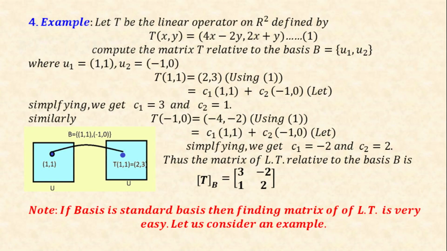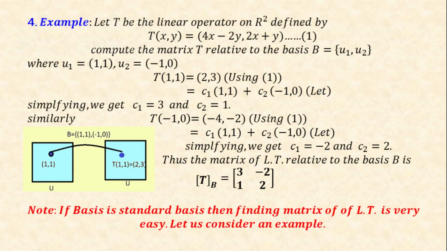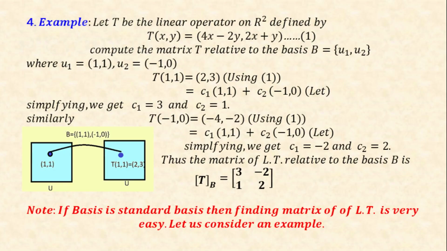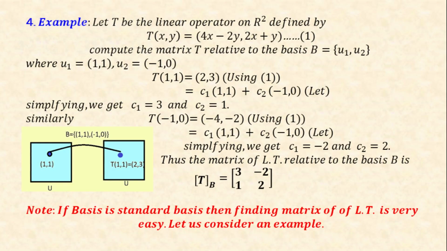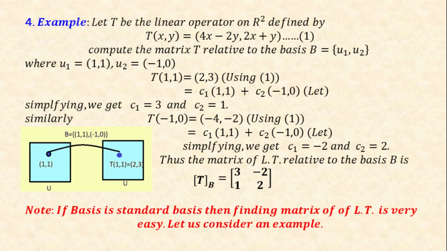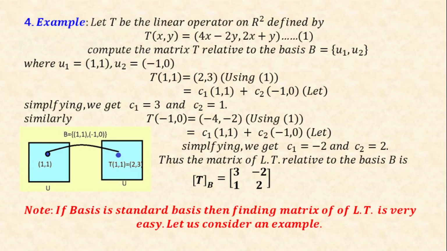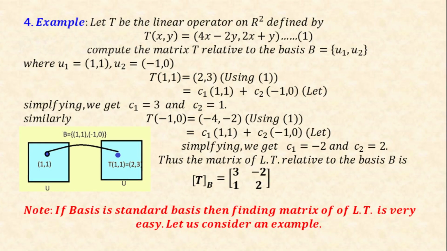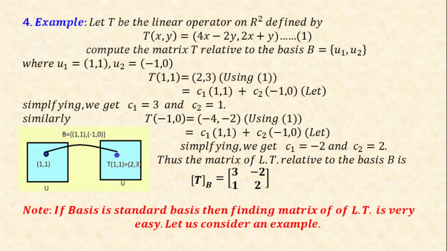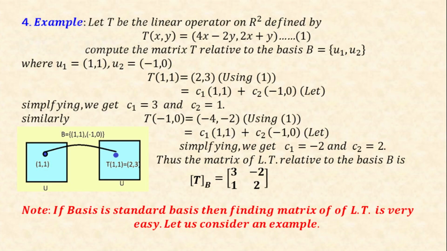Consider an example of a linear operator on R2 defined by equation 1. If the ordered basis is given by the following, then we have to find the matrix of the linear transformation T_B. The image of the vector (1, 1) under T is the vector (2, 3). We can write this vector as a linear combination of vectors of B. Simplifying, we get the scalars c1 and c2 and hence the first column of the matrix T_B. Next we find the image of the vector (-1, 0) under T and do a similar calculation and form the second column of the matrix T_B.